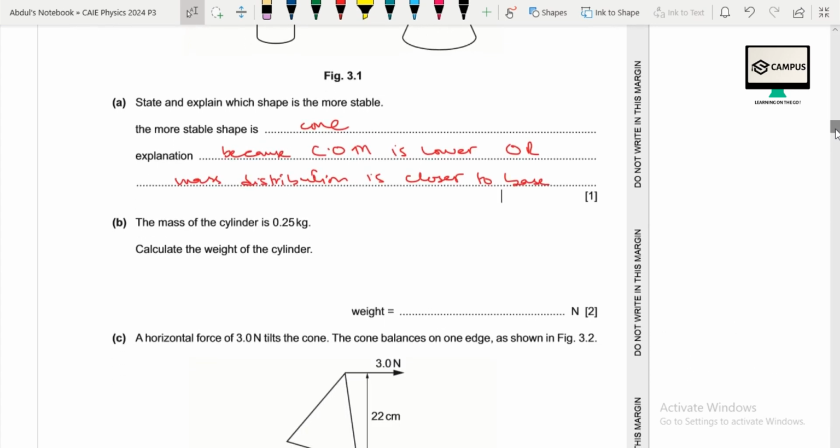Moving on to part B. The mass of the cylinder is 0.25 kilogram. Calculate the weight of the cylinder. Weight force can be found by multiplying mass with the gravitational acceleration. So, weight equals mass times gravitational acceleration. We need to answer in Newtons, and we're already given kilograms. So, 0.25 kilograms multiplied by 9.8 meters per second squared. The weight comes out as 2.45 newtons.